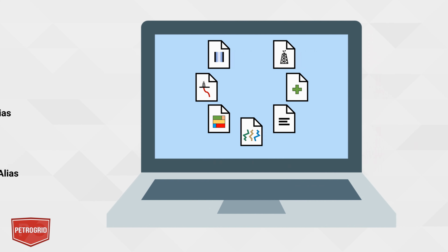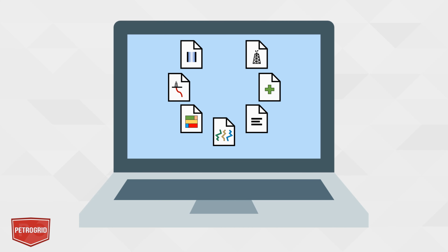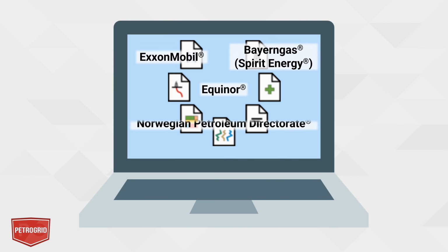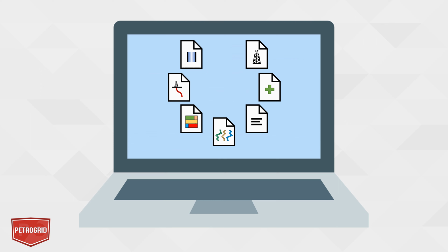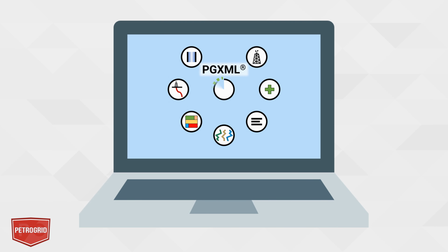We will be using WITSML data from the Volve field provided by Equinor and their license partners, that has already been processed by Petrogrid's PGXML. And finally, we will use Toad for Oracle as our example application to alias and view the data. Let's begin.